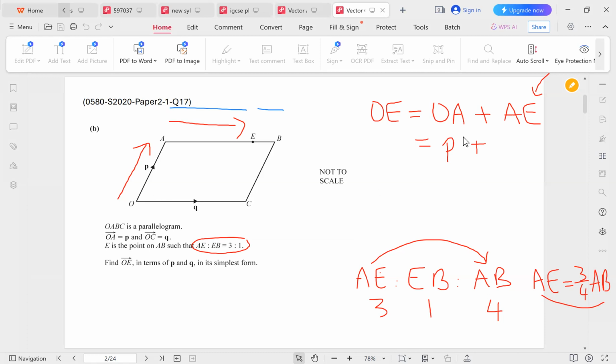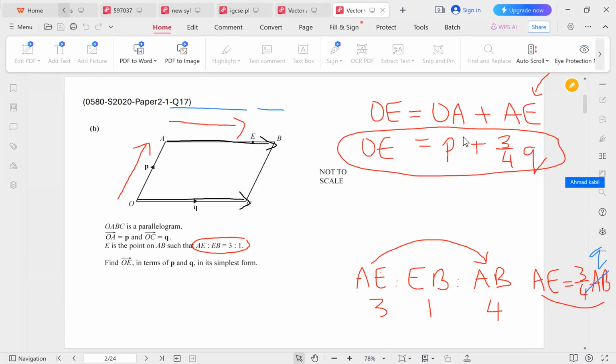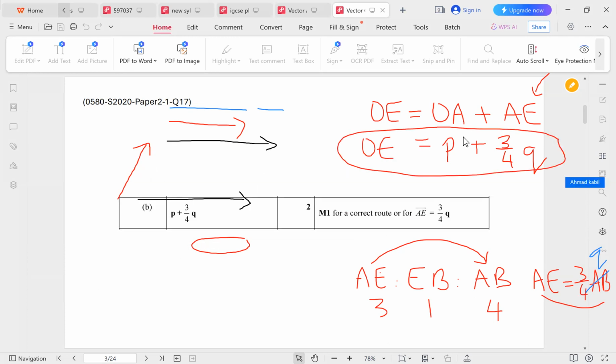So this is AB, and it's parallel to OC. So AB here is simply Q. So instead of AB, we can write vector Q. So therefore, AE would be 3 over 4 times Q. And that would be the final answer for the problem. P plus 3 over 4 Q is the correct answer here.